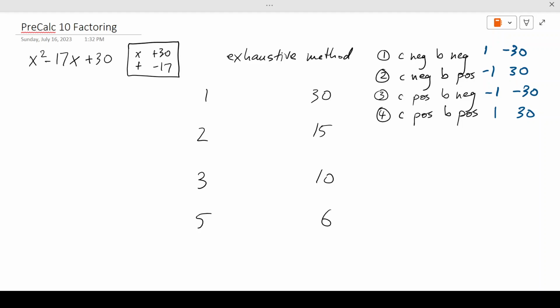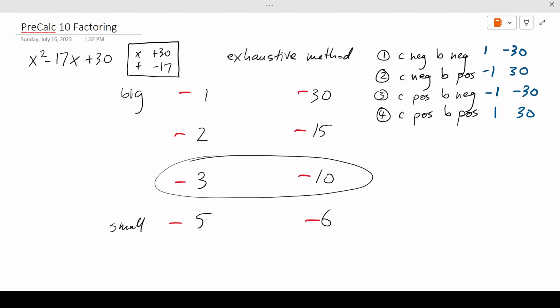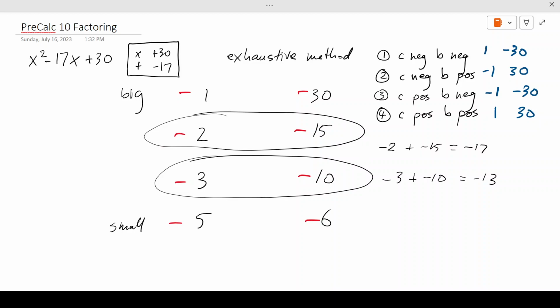Maybe I'll try here. What's -3 plus -10? -13. Close. -13 is close to -17, but I didn't quite get it. I'll pick another middle one. Let's try this one here. -2 plus -15. Bingo. That's -17. So my answer is x minus 2 times x minus 15. -2 because of the -2, minus 15 because of the -15. Done. I didn't have to do the first one or the last one.